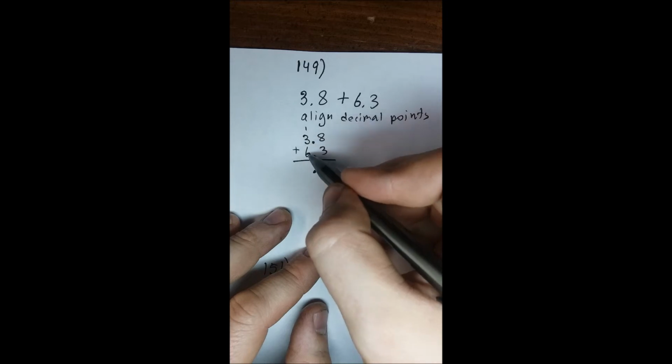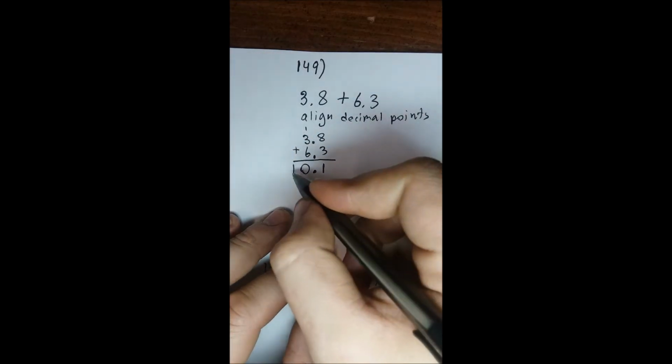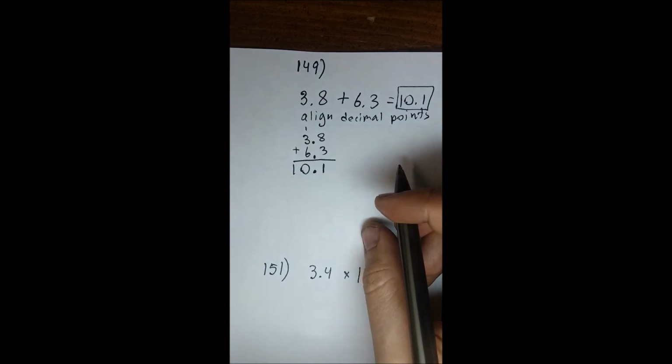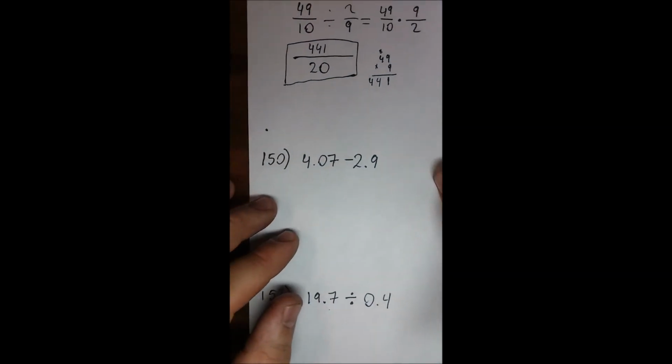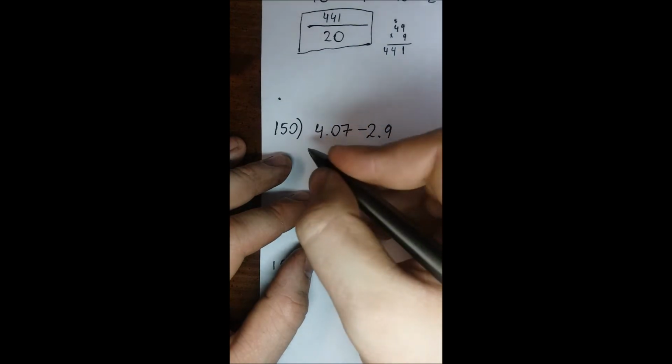Then 3 plus 6 is 9, plus 1 is 10. The answer here is 10.1. Next question, question 150. 4.07 minus 2.9. Again, same concept applies.